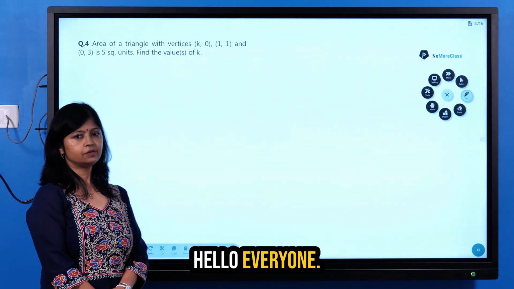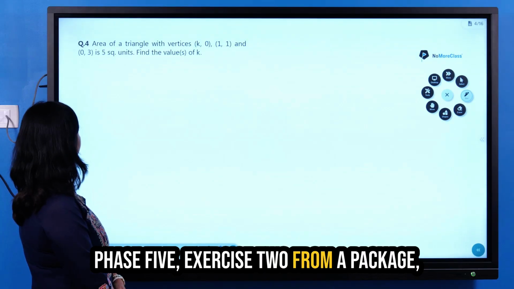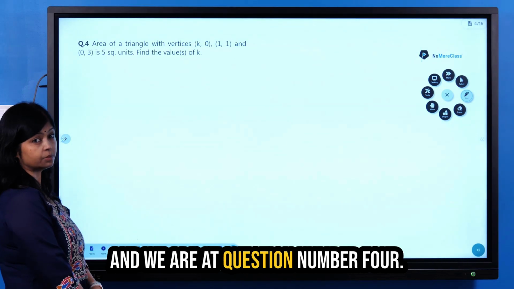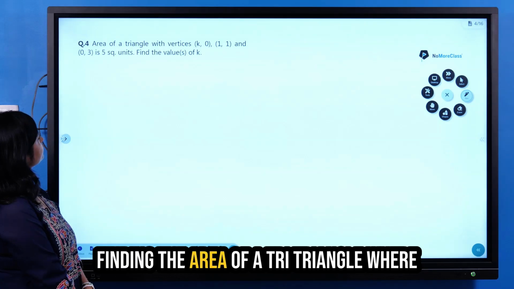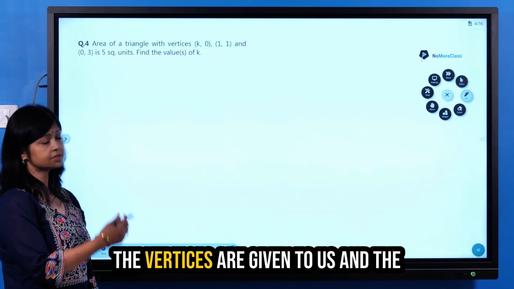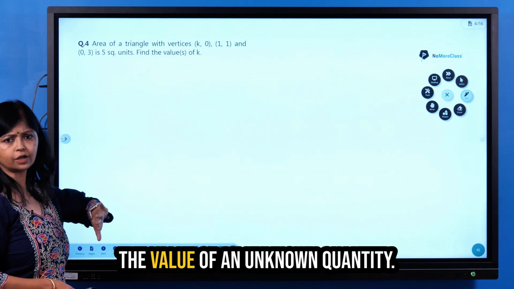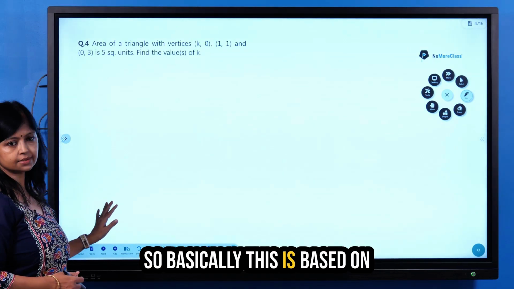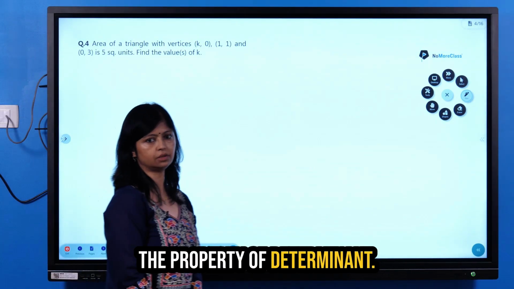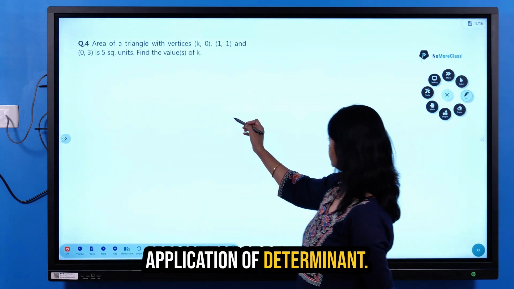Hello everyone. We are looking at the determinant chapter, exercise 2, and we are at question number 4. The question is about finding the area of a triangle where the vertices are given and the value of the area is also given, and we have to find the value of an unknown quantity. So basically this is based on the property of determinant, an application of determinant.